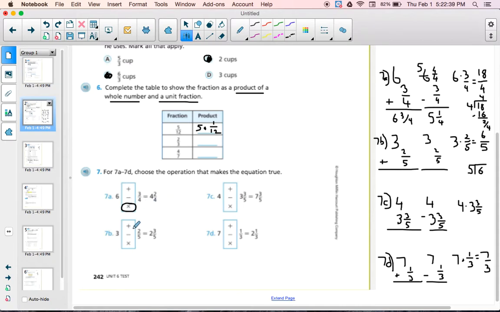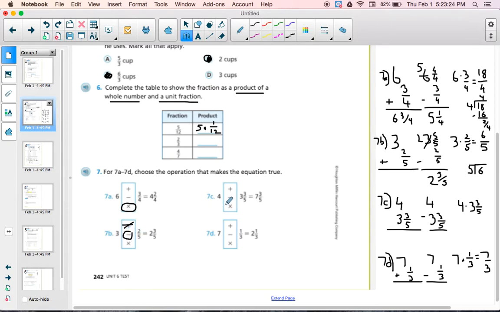All right, let's try B. Now this time I'm going to weed out some of them quickly. 3 plus 2/5 would be 3 2/5. So no, that's not going to work. How about 3 minus 2/5? Let's try that one here. Again, I can make that a 2, make this 5/5. The reason I'm using 5 is because the denominator is a 5. 5/5 minus 2/5 is 3/5. Bring down my 2. 2 3/5. It's got to be that one.